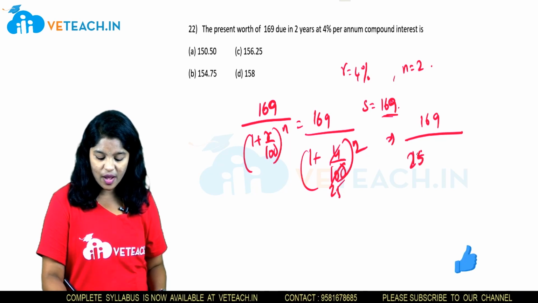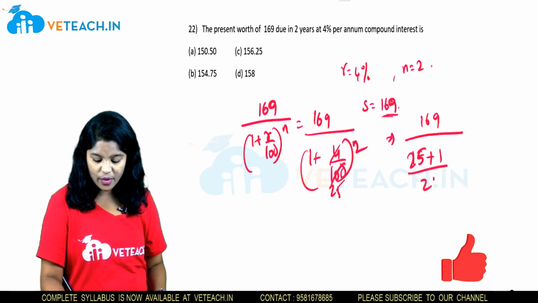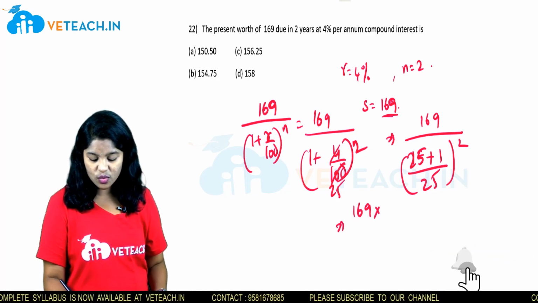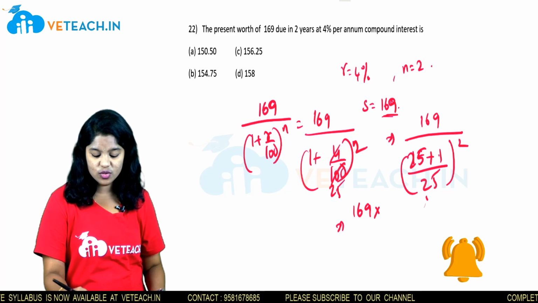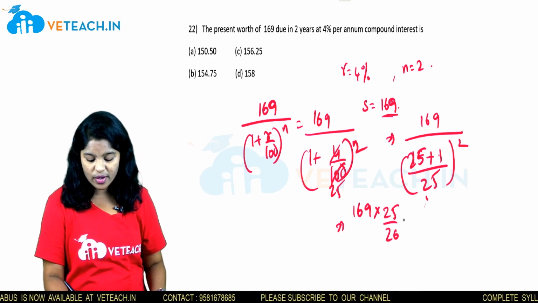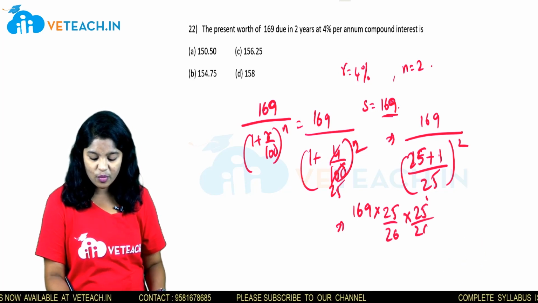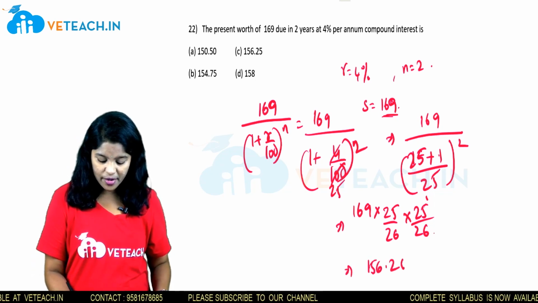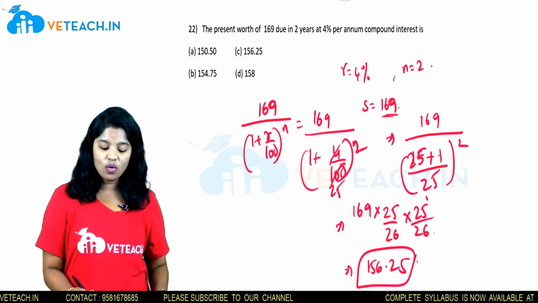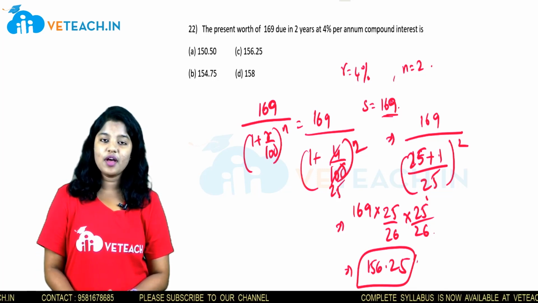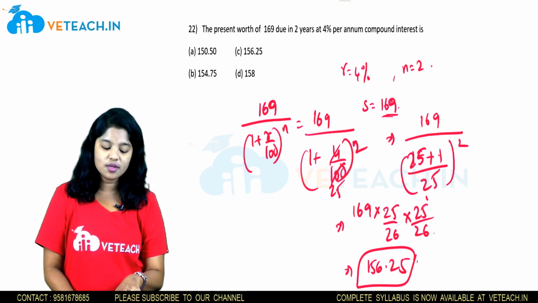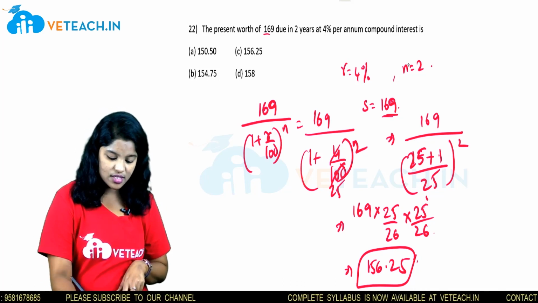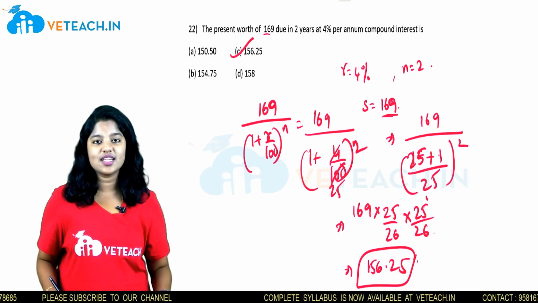169 by (25 plus 1 by 25) whole square. So it will become 169 into 25 by 26 into 25 by 26. So this will be equal to 156.25. So this 156.25 amount after 2 years at a rate of 4% per annum has changed to 169. Okay, that is option C, our correct answer.